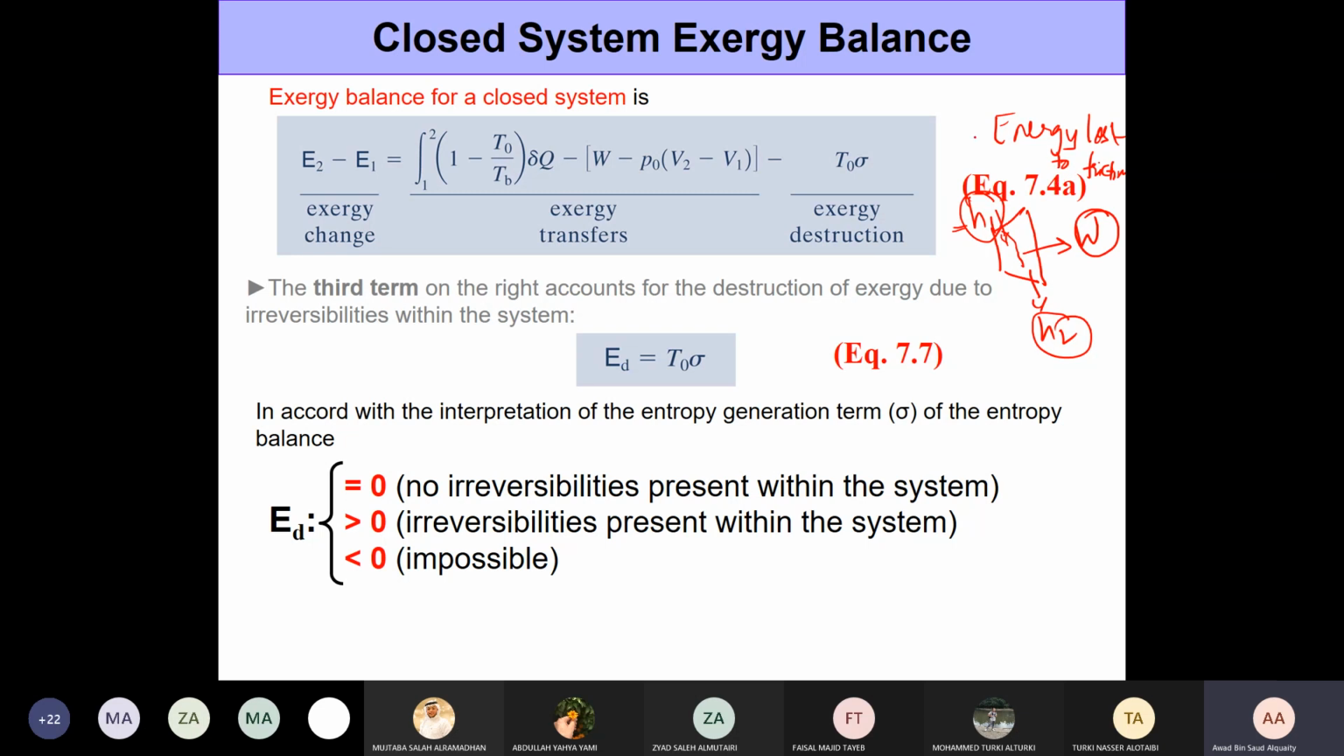So from an energy perspective, no, energy is not being destroyed. Energy is simply transferred to a quantity which you don't like. And that's the whole concept of exergy destruction.